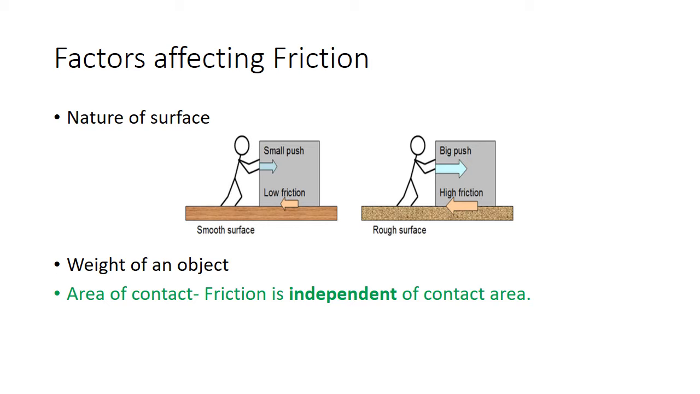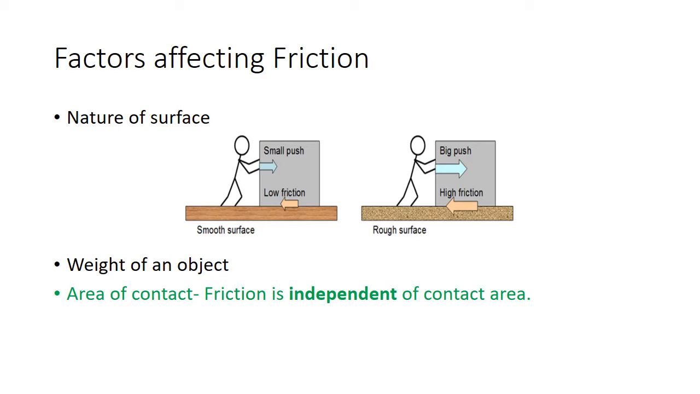Weight of an object. A heavy object placed on a given surface will press harder into irregularities than a light object. So there will be greater resistance to motion, that is, greater friction. That is why you find it difficult to move heavier things.